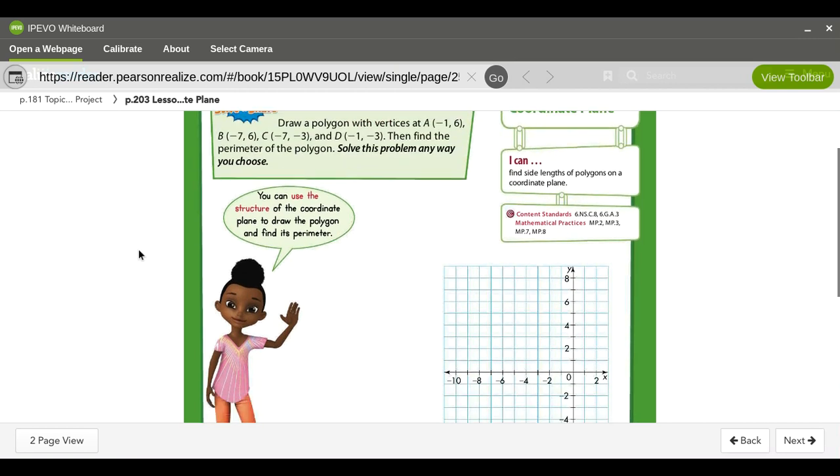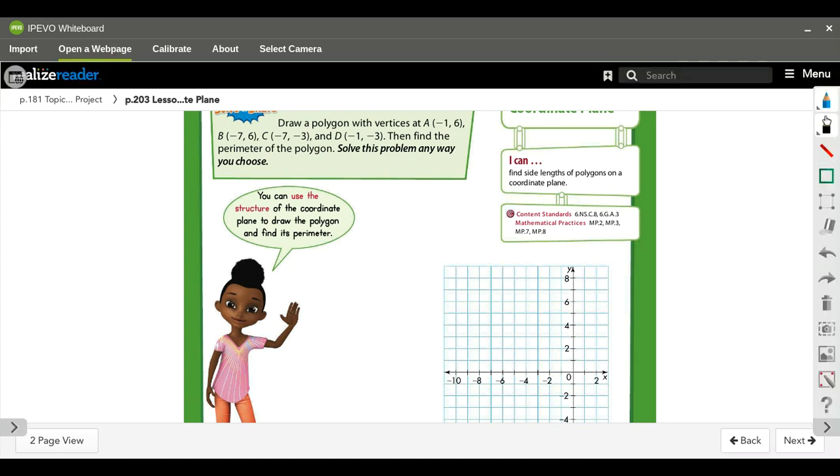So first thing we're going to do is go ahead and mark our points, and then we're going to go from there. The first point that I'm going to mark is point A, which is (-1, 6). So -1, 6 is going to be up here. I'm going to mark it, and then I'm going to label that A.